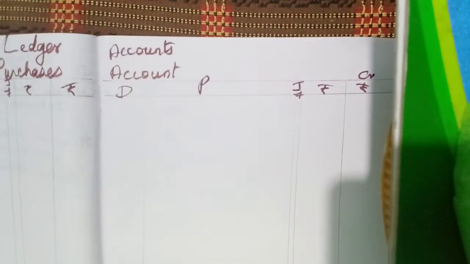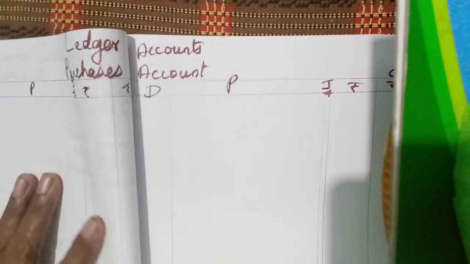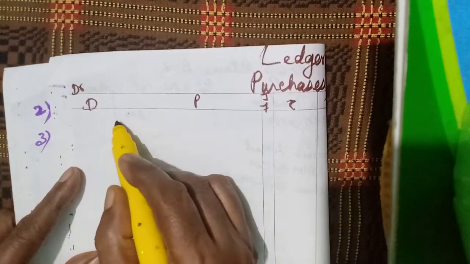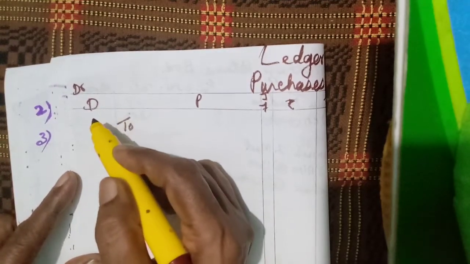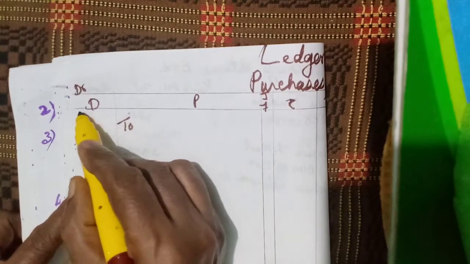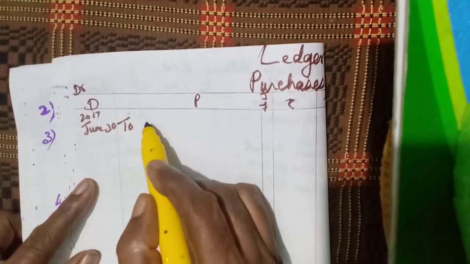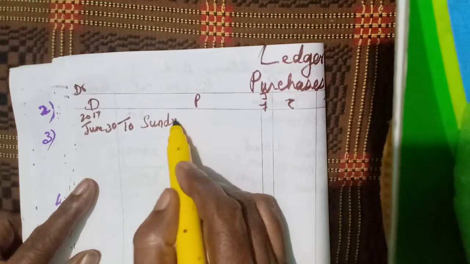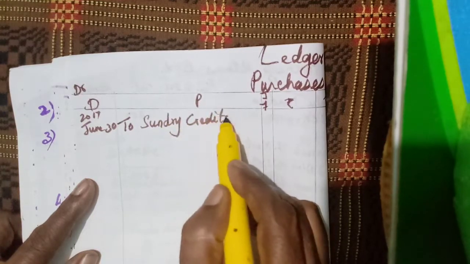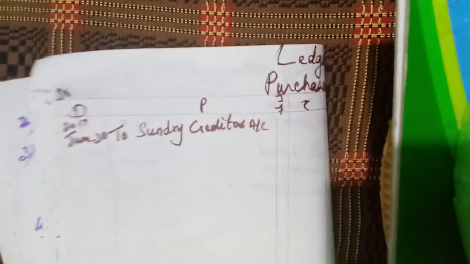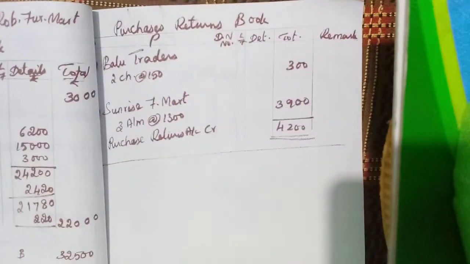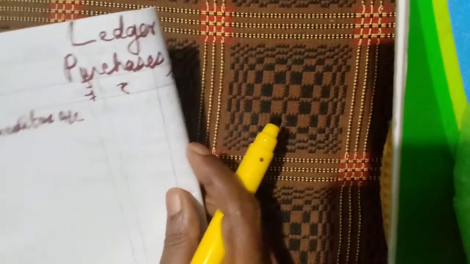Purchases account, how we write? Purchases account, to debit side we should write the date of the end of the month, isn't it? June 30. So 2017 June 30 to sundry creditors account. Total of the purchases book we need to write. Okay, total of the purchases book is 90,250. Purchases account debtor. So 90,250.